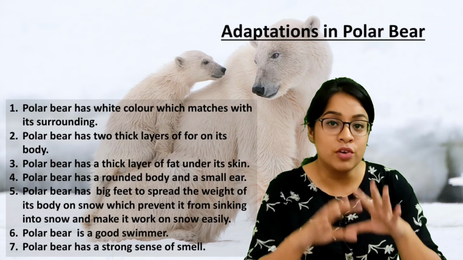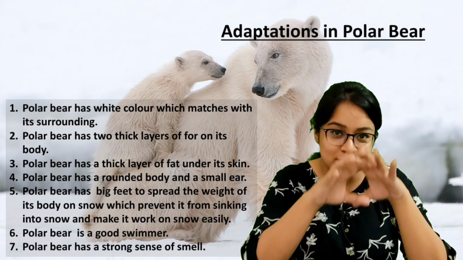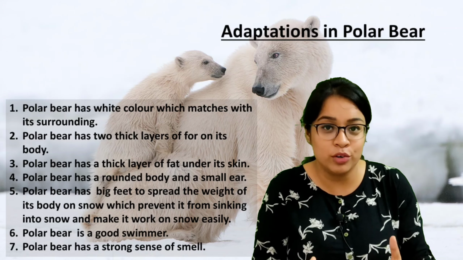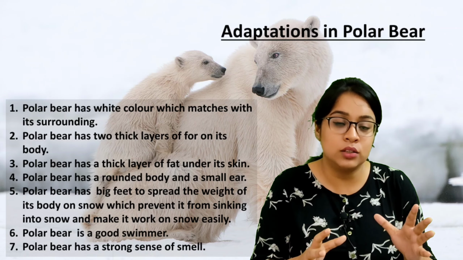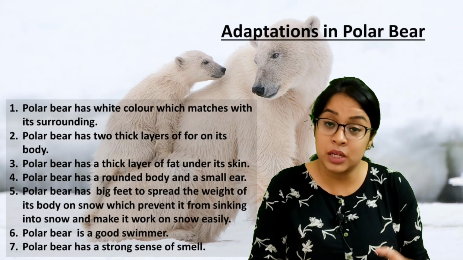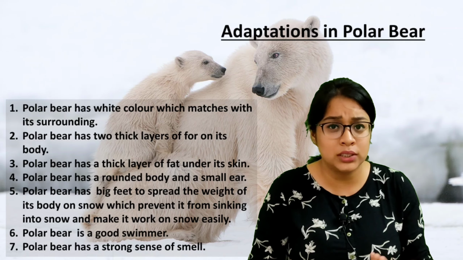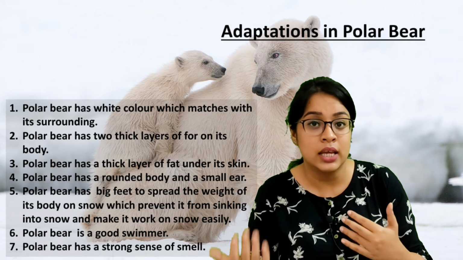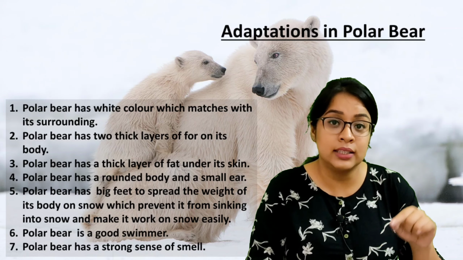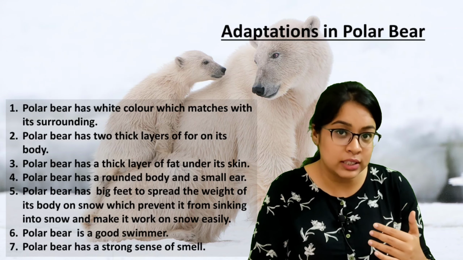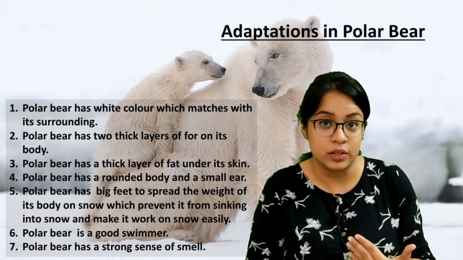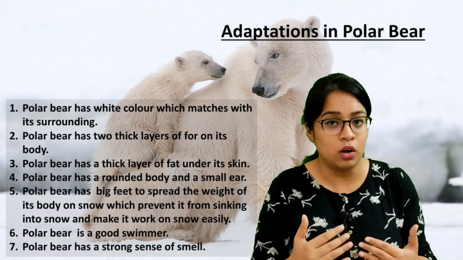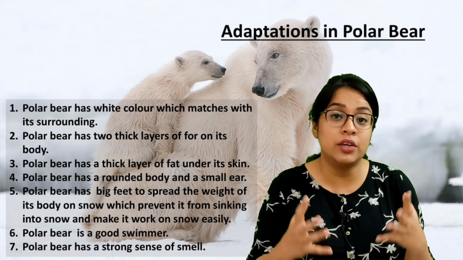Next, they have a round body. If you see a stuffed bear, like those toys, they have a roundish figure. Why is it so? A sphere has the minimum surface area. Now, what to do with surface area? If the surface area is less, then the transfer of heat is also less, meaning it is directly proportional. If the surface area increases, the heat loss will also increase, and if the surface area decreases, then the heat loss will also decrease.